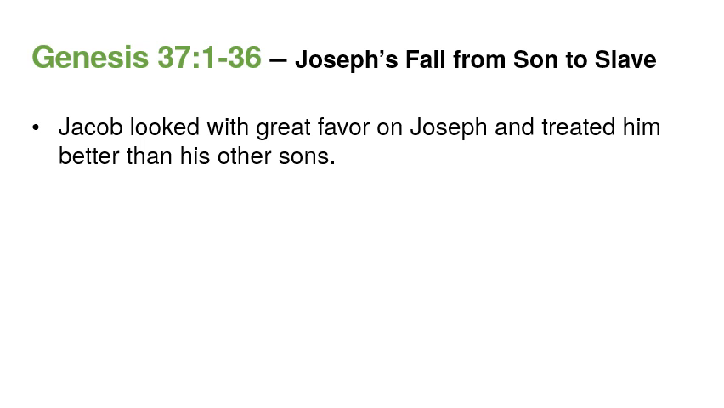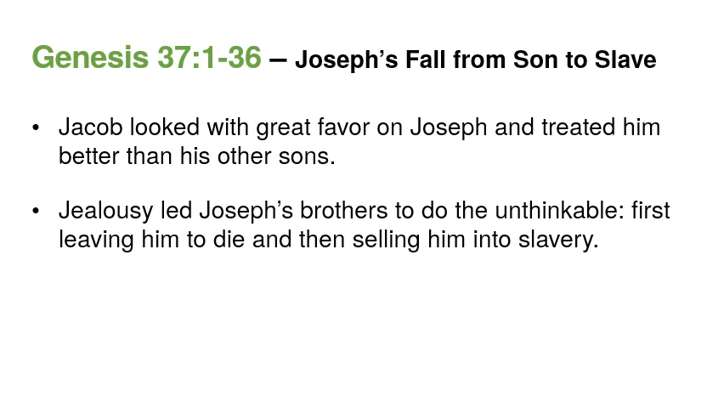But Jacob looked with great favor on Joseph, the oldest son of his favorite wife, and treated him better than his other sons, unfortunately. And so jealousy led Joseph's brothers to do the unthinkable, first leaving Joseph to die and then selling him into slavery. So let's read those verses. Pause the video and read Genesis 37, 1 through 36.